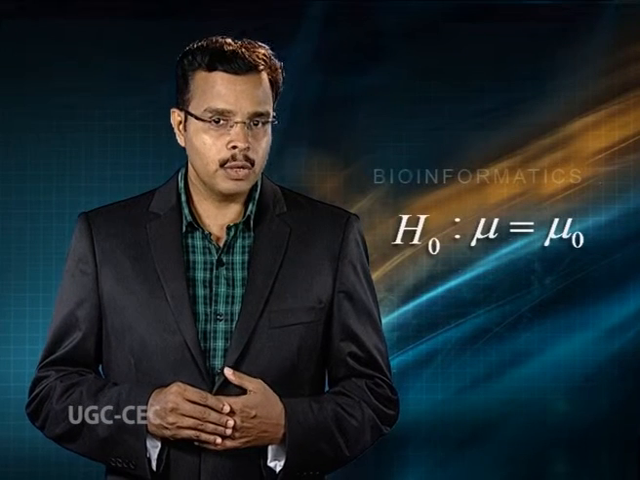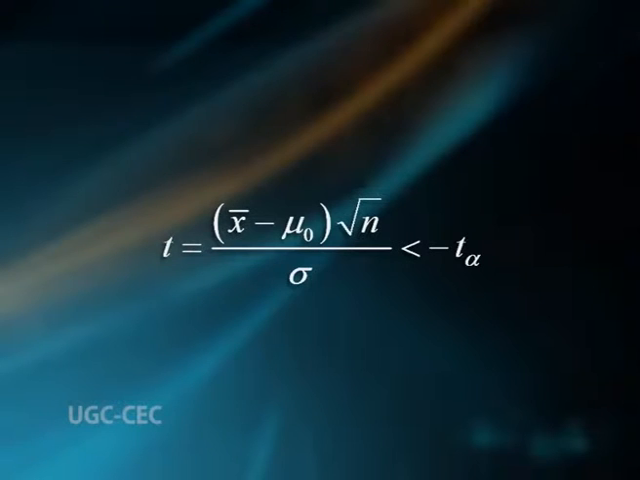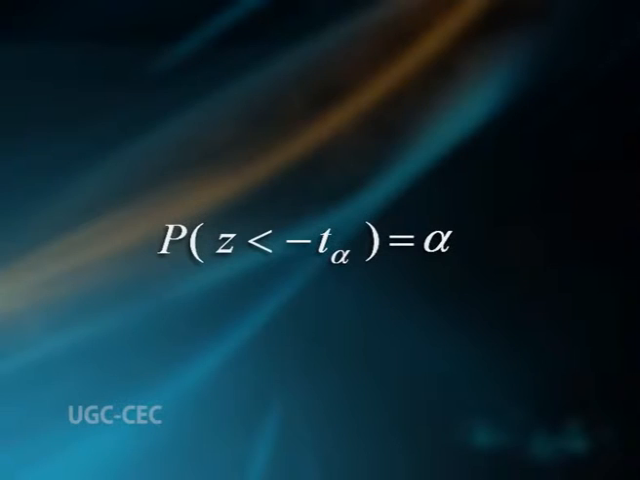If H0: mu equal to mu naught is to be tested against H1: mu less than mu naught, we reject H0 if t equal to (x bar minus mu naught) times square root of n divided by sigma is less than minus t alpha. Minus t alpha is from the standard normal table such that the probability of Z less than minus t alpha equal to alpha.